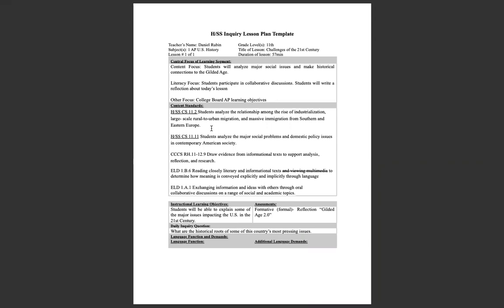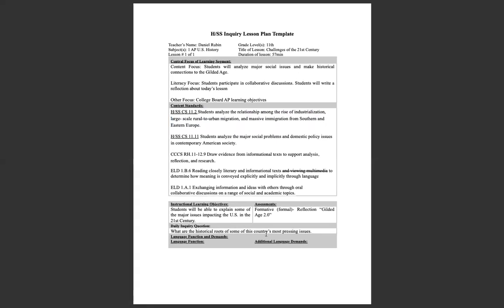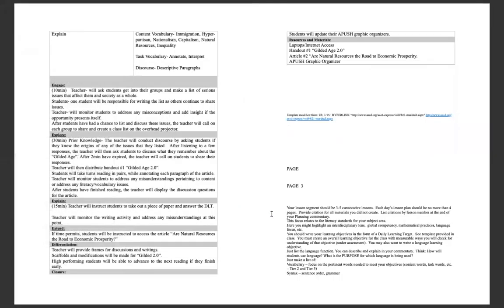And so as you can see, there are standards. This is a more recent standard, or a later standard in the semester, which talks about, right down here is a more modern one, analyze the major social problems and domestic policy issues. And this would be my prior knowledge standard for the day, where you analyze the relationship of the rise of industrialization. And so we see I've got the Common Core and the ELD standards in there, and the inquiry question, what are the historical roots of some of this country's most pressing issues, with the assessment being formative and formal, a reflection upon Gilded Age 2.0, which would be the reading in this lesson.